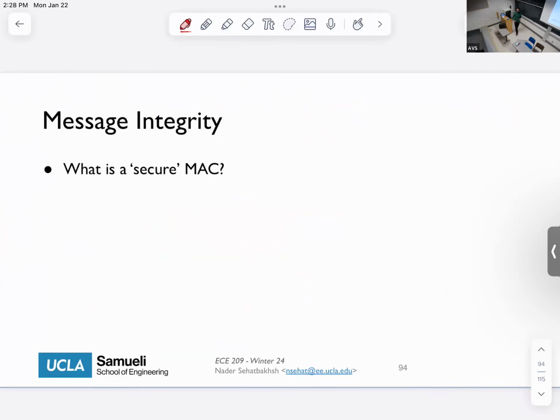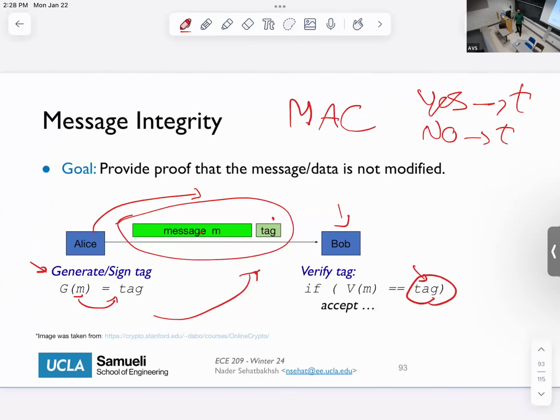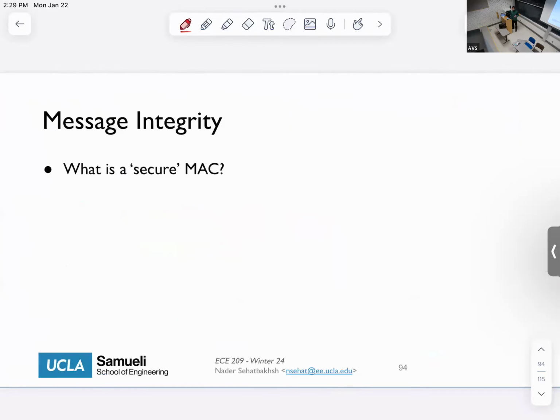So in that case, what is a secure MAC? What I described to you is a MAC, a message integrity mechanism. It's just a tag, but this is obviously not secure because the adversary can change the message and the tag together, and boom, the system is back to square one, right? So what do we need in order to achieve security in this system? Anyone want to chime in and suggest? What's the fundamental property that we need to make sure our system is actually secure?